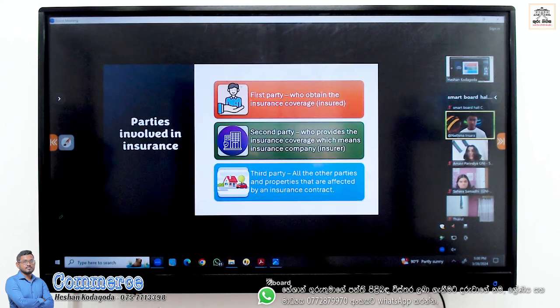Parties involved in insurance. The first party is who obtains the insurance coverage. The second party is who provides the insurance coverage, which means the insurance company. The third party is all the other parties and properties that are affected by an insurance contract.